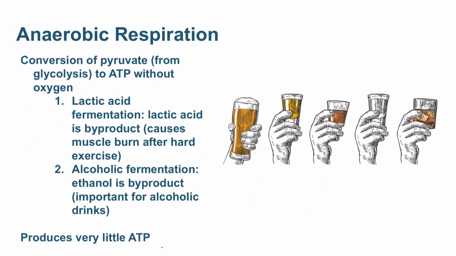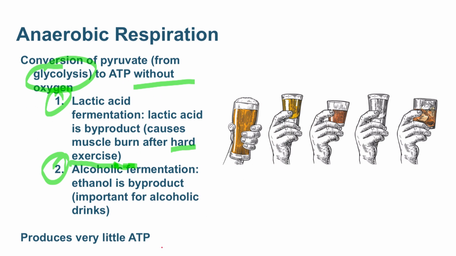So finally, we get to anaerobic respiration, and this is the conversion of pyruvate, which is, remember, from glycolysis, to ATP without oxygen. So there are two ways to do this: lactic acid or alcoholic fermentation. In lactic acid fermentation, lactic acid is a byproduct, and you might have experienced this after hard exercise when you had a muscle burn. That burn in your muscles is the result of lactic acid buildup.